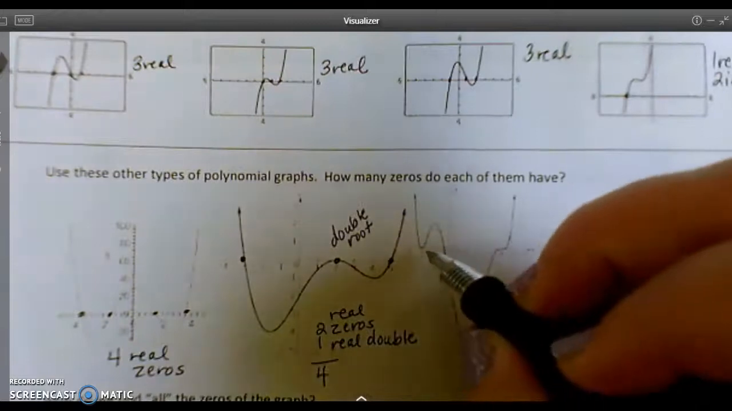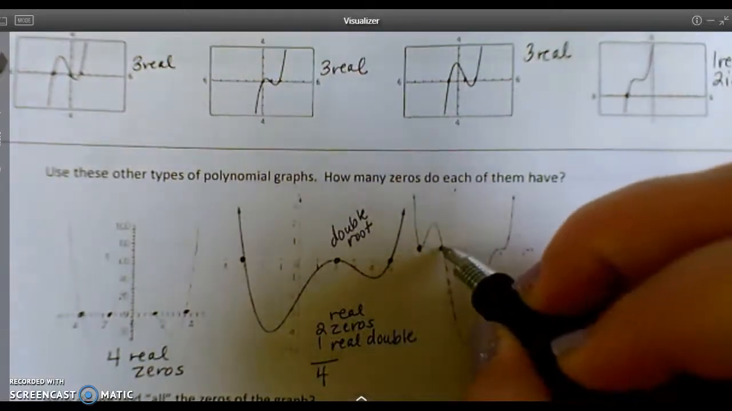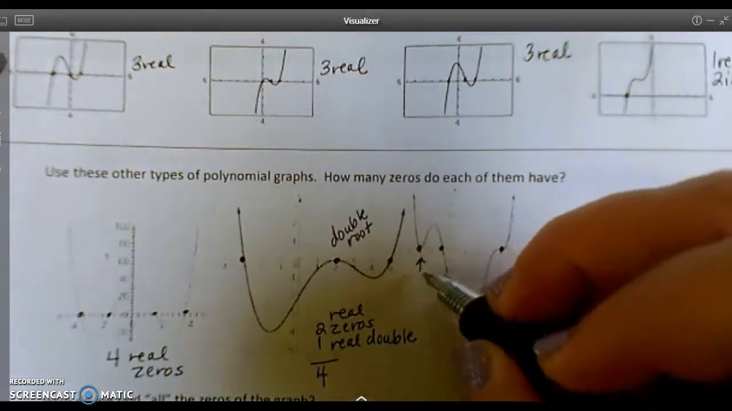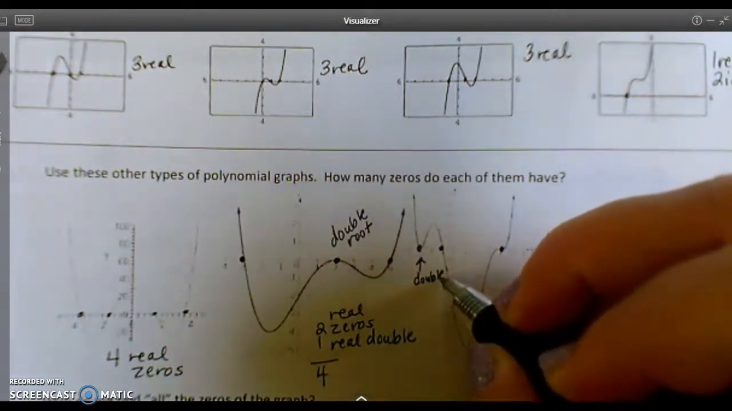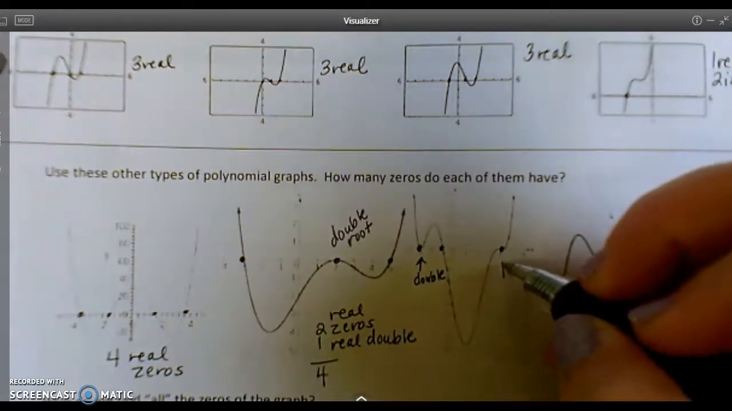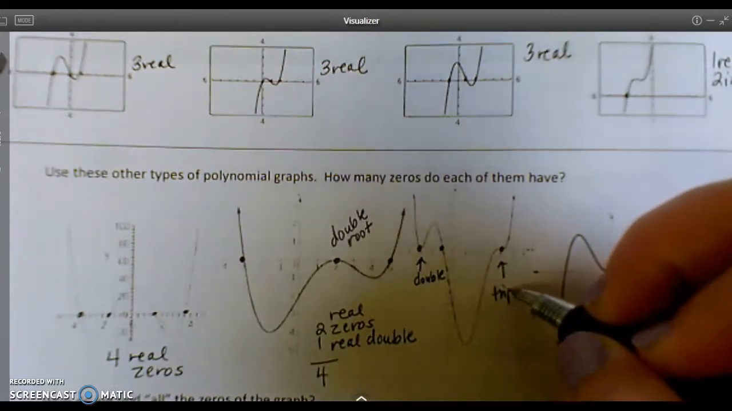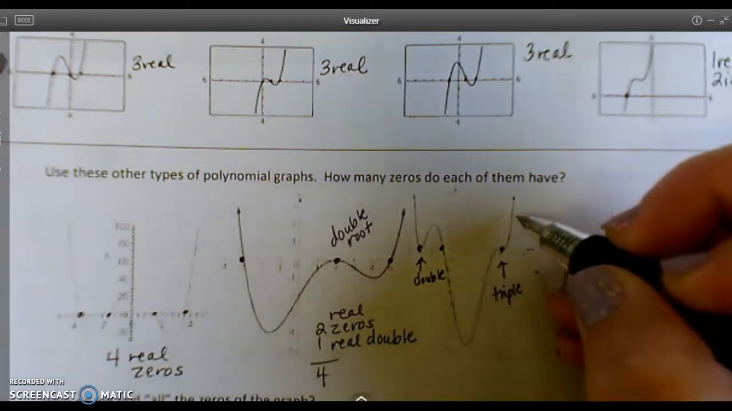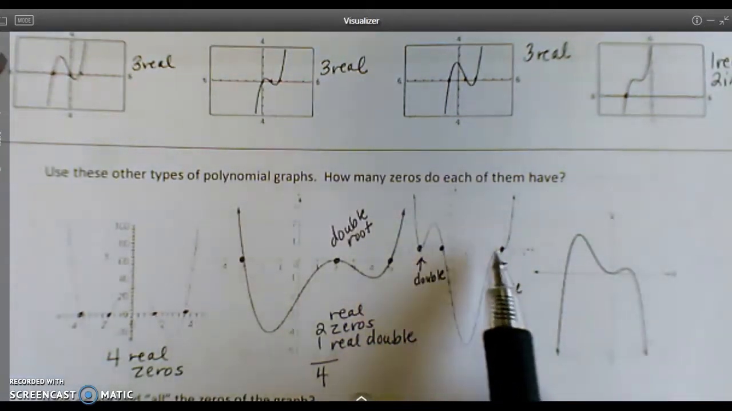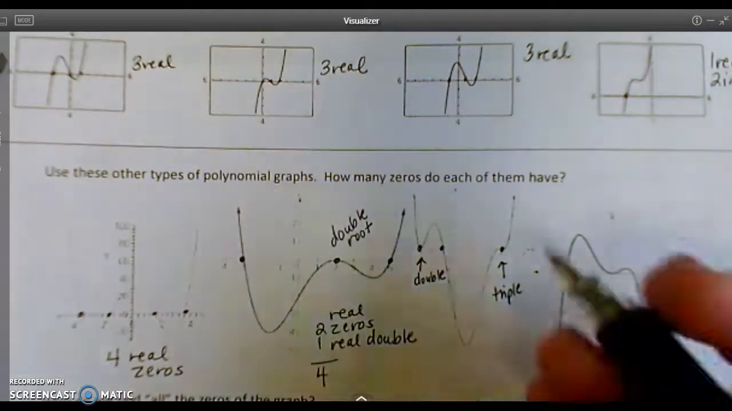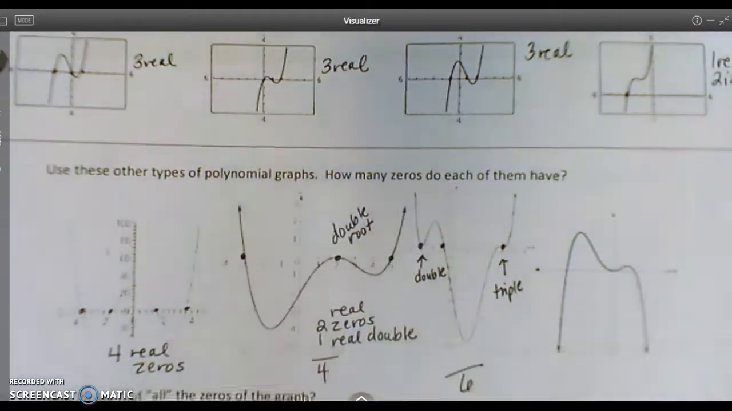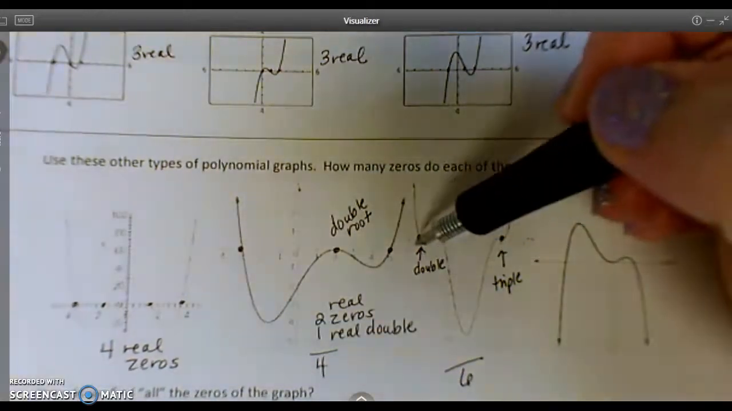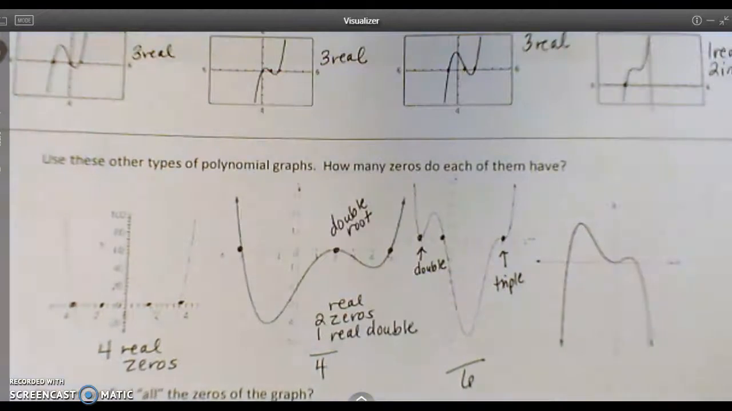Okay, let's look at this next one. There's this one, there's this one, and there's this one. This one is a double root, multiplicity of 2. This one is a triple root. That's kind of a weird one because it flattens out there. So there's 2, 3, 4, 5, 6. The highest power on this one would have been 6, just because of how many zeros there are.